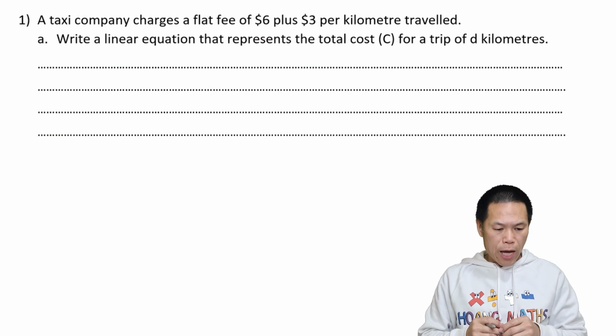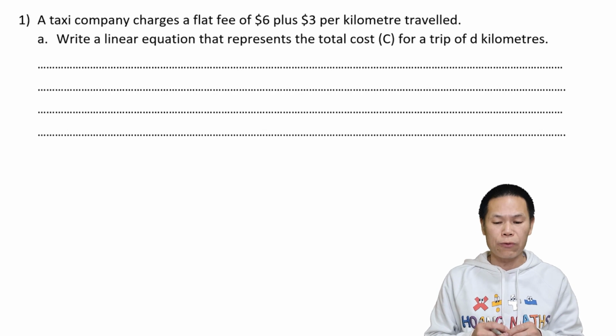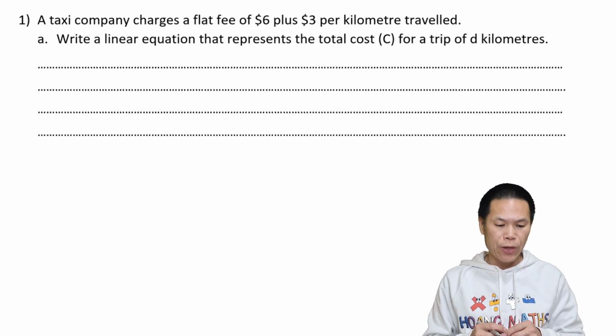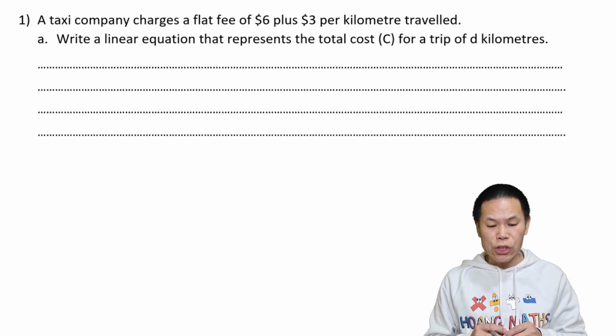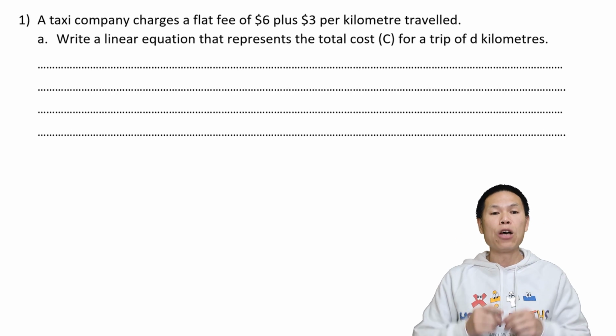First one, a taxi company charges a flat fee of $6 plus $3 per kilometer traveled. Part A. Write a linear equation that represents the total cost for a trip of d kilometers.